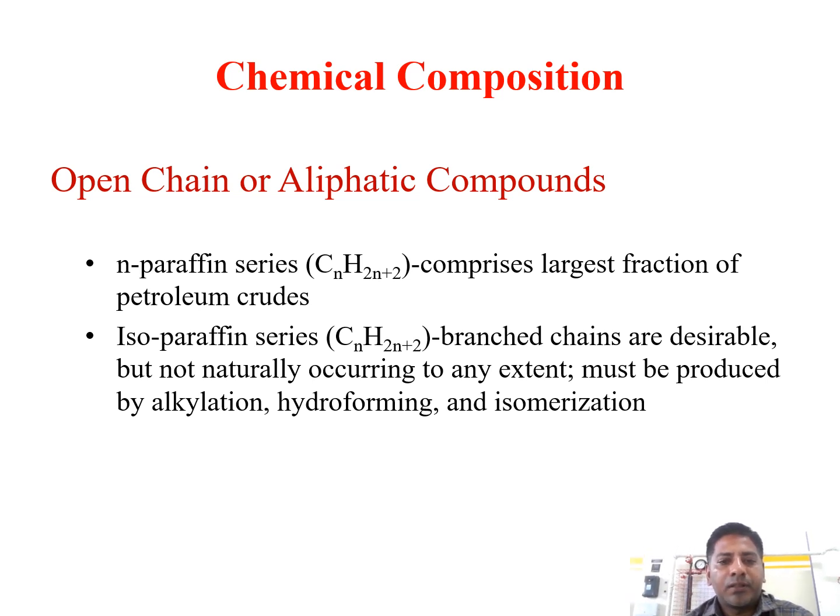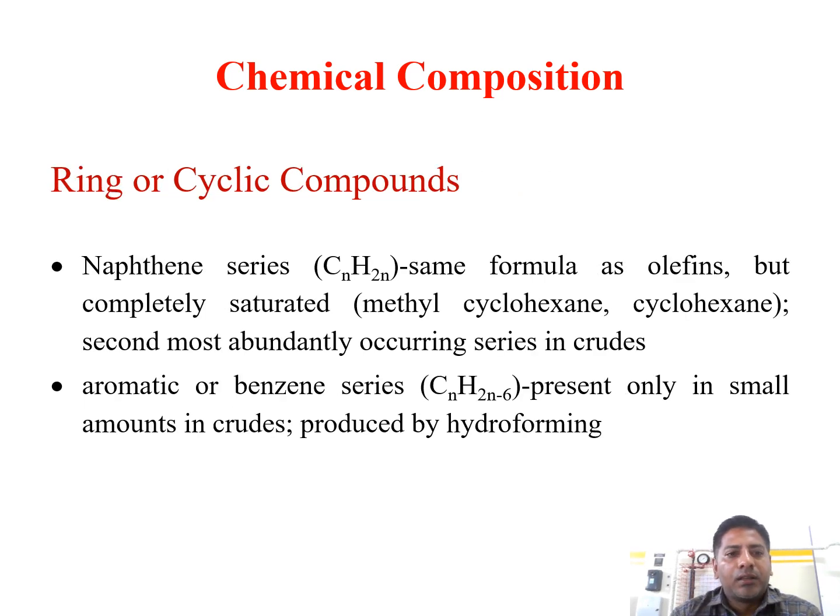Next, we see the isoparaffin series. Branched chains are desirable but not naturally occurring to any great extent. They can be produced by alkylation, pyrolysis, sulfuric acid cascade method, hydroformation and isomerization. Next, the ring or cyclic compounds, meaning the naphthalene series. These are also named cycloolefins, but completely saturated, such as methyl cyclohexane and cyclohexane. The second most abundantly occurring series in the crudes has the formula CnH2n. As we change the value of n, the name of the product changes.